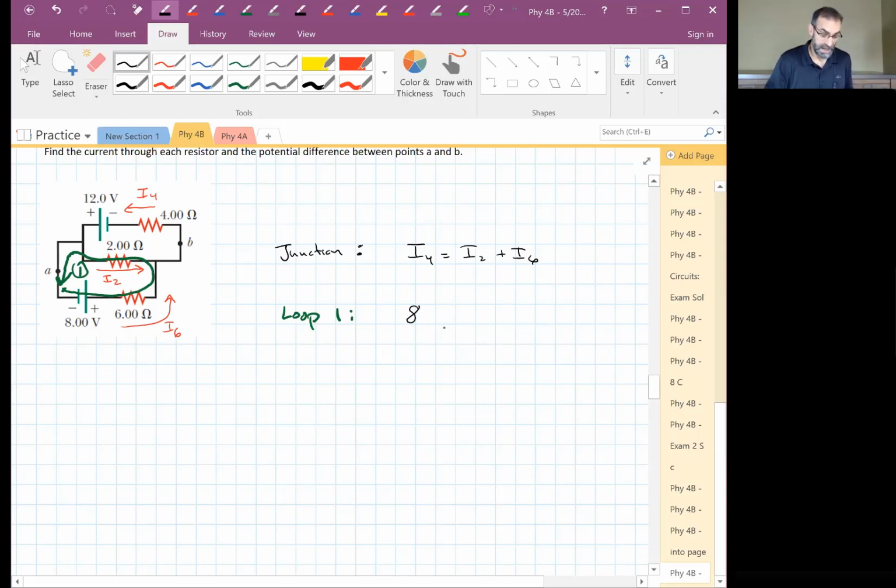Then I go in the high side of that resistor, I come out the low, I drop by I6 times 6. Then I get to the 2-ohm resistor, but I'm going in the low side, coming out the high. I'm going opposite the current. So I'm rising by the current times the resistance, and I'm back to where I started.